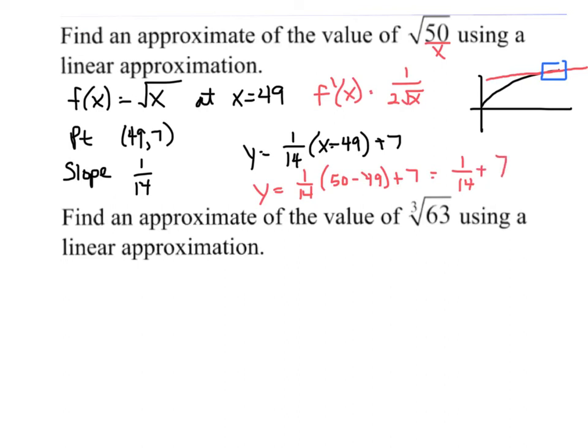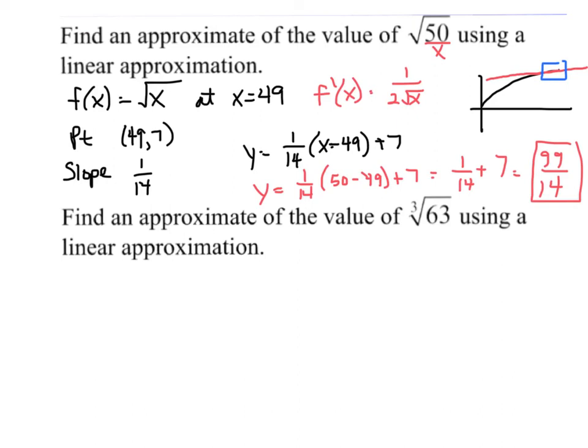And if you want a common denominator, you could rewrite this as 1/14 plus 98/14. This comes out to be 99/14. Now again, I would urge you to actually go in, type in the square root of 50, type in 99/14, and see how close they are to one another. They're not exact, but they're awfully close.